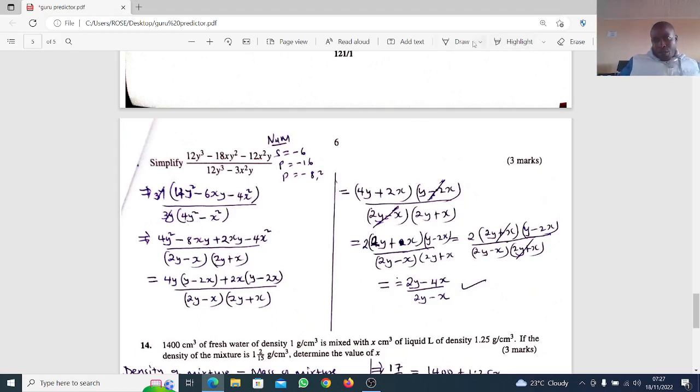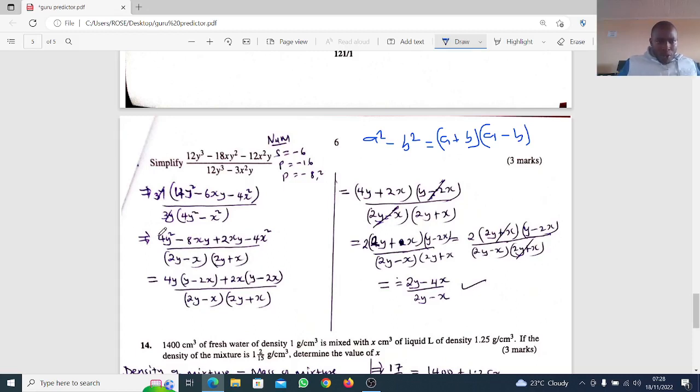We know from the principle that a squared minus b squared is equal to a plus b, a minus b. That's an identity. From this principle, as long as each term has a square root, a and b, and there is a minus, it is the same here. 4y squared has a square root of 2y, and x squared has a square root of x. So it becomes 2y minus x, 2y plus x.